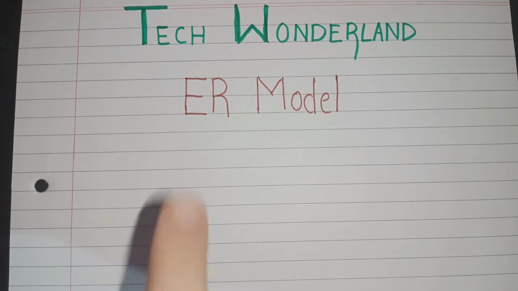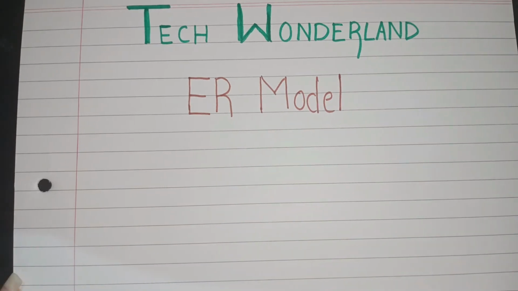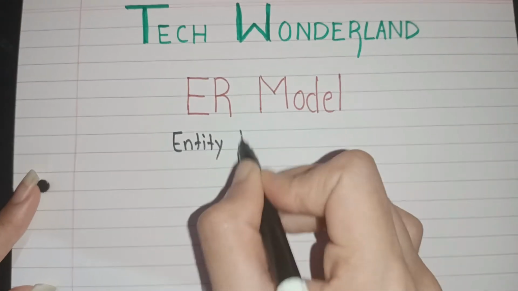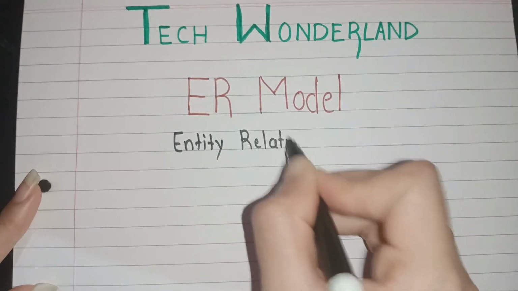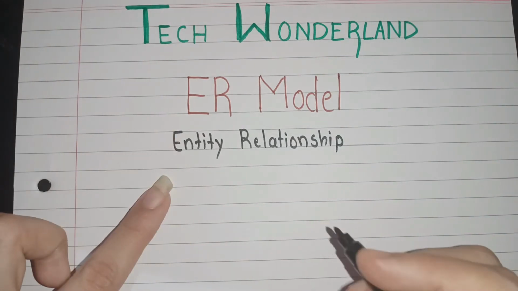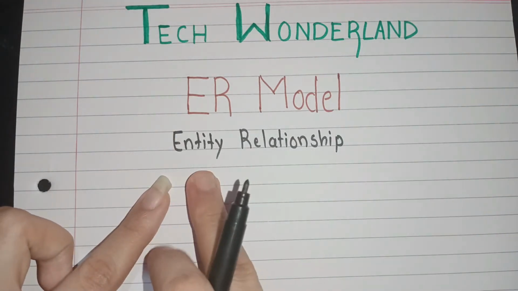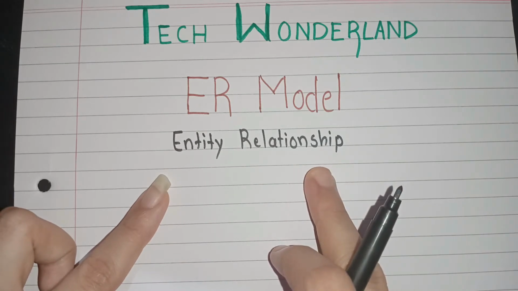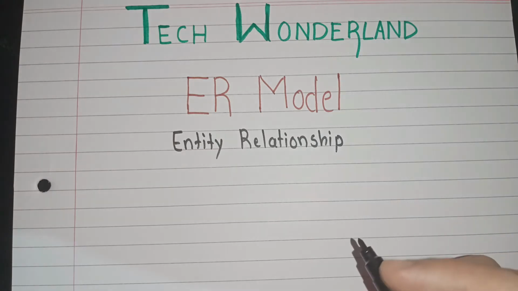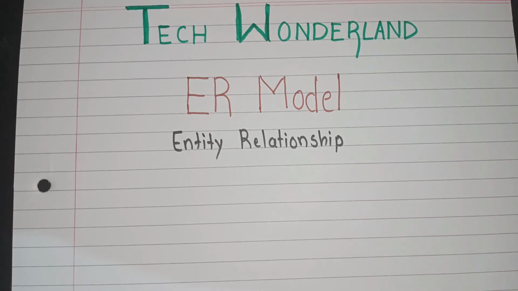Our today's topic is ER model. ER model is an entity relationship model. So E for entity and R for relationship. This is an entity relationship model. Okay. The ER model is a logical view, or we can say conceptual view of a database system. ER model is a perception of the real world, means we will convert some real world examples into ER model.